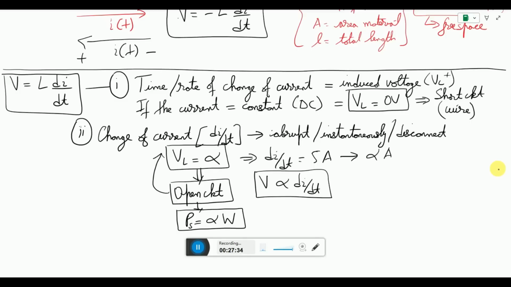Another thing associated with this is that sometimes, but not in most cases, in small electronic projects or devices, we may use this open circuit condition by a principle which is known as arcing.